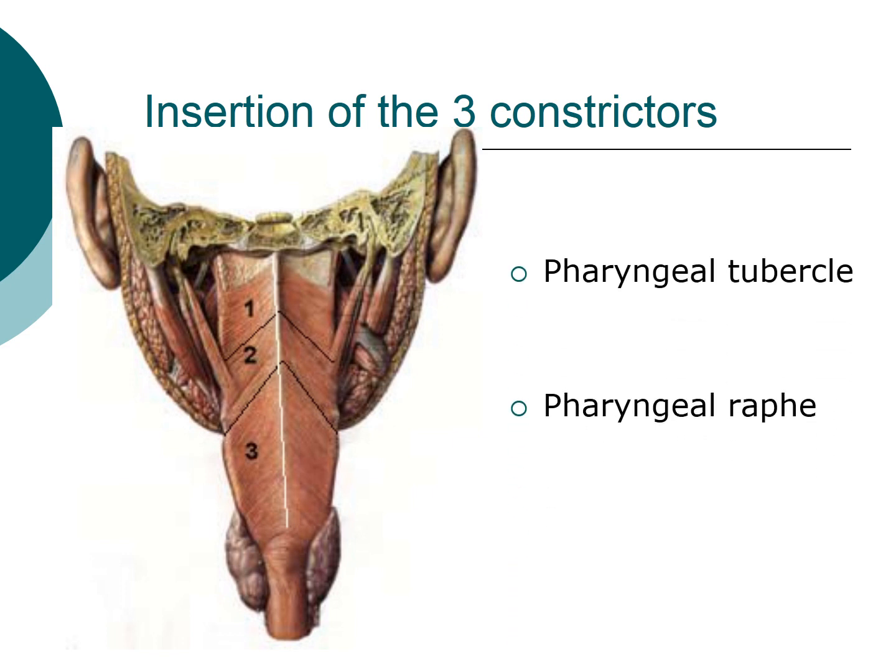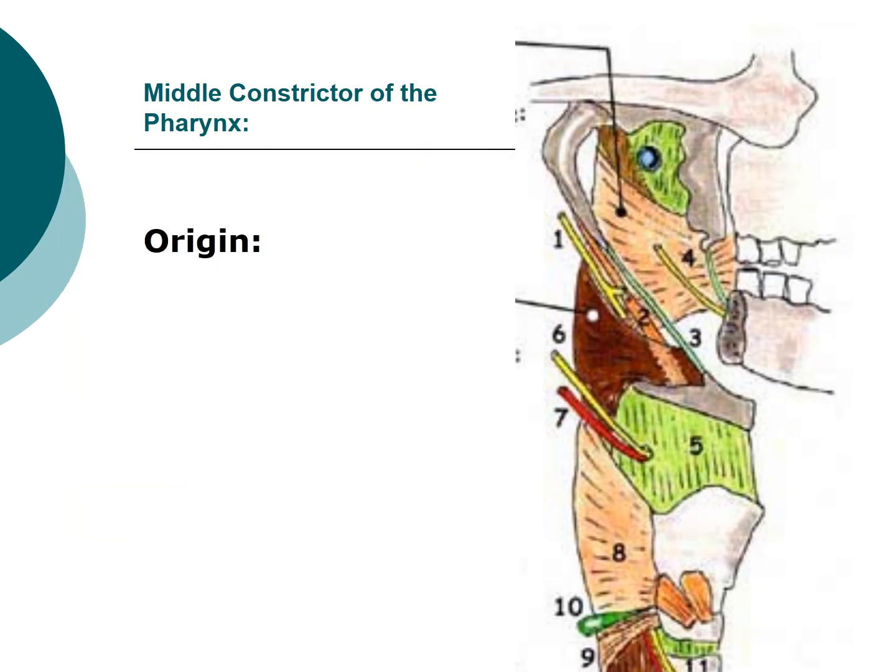So you are going to see that all three constrictors fan posteriorly and upwards to be attached to these two structures, the pharyngeal tubercle and pharyngeal raphe. What about the middle constrictor? The middle constrictor, which is the brownish muscle here, is also attached to three structures.